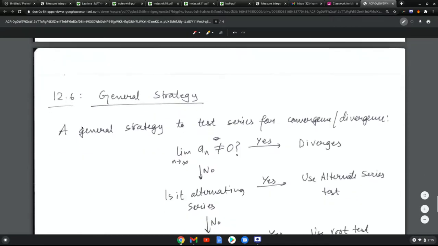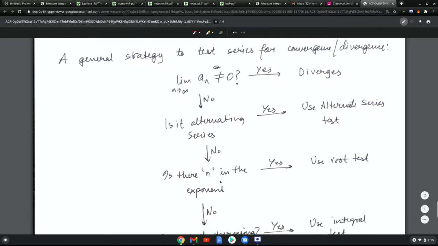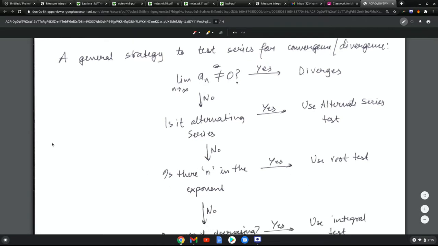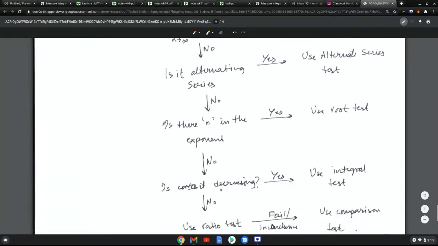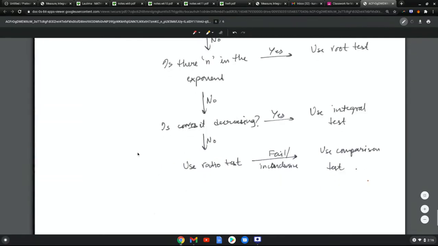Our general strategy to test a series like this: is the limit of the nth term not equal to 0? Yes, then it simply diverges. No, it could still converge. If it's an alternating series, use the alternating series test. If it's not, is there an n in the exponent? If there is an n in the exponent, you use the root test. If not, is it decreasing? Then you can use the integral test. If not, you use the ratio test. If it fails or is inconclusive, then you use the comparison test.